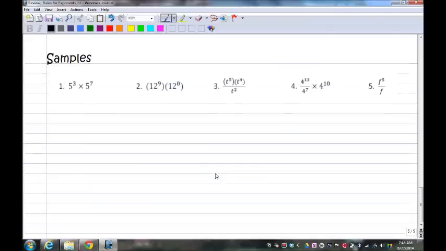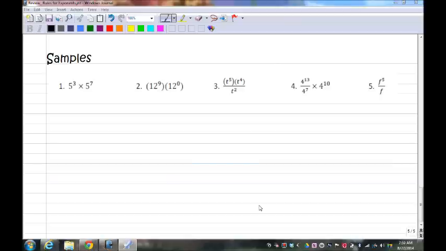Here I have 5 samples. Okay, what I want you to do for these problems, I want you to pause the video and try to solve these yourself. However, I want you to leave your answer as a number to a power. In other words, don't actually multiply it out in the end. Just try and apply the rules here. Now, a little clue when you get to number 4 is do the fraction first. Okay, so pause the video and try to do these problems.